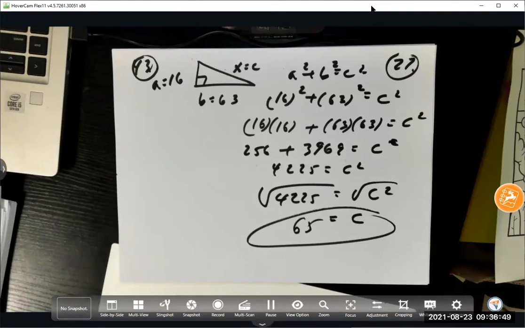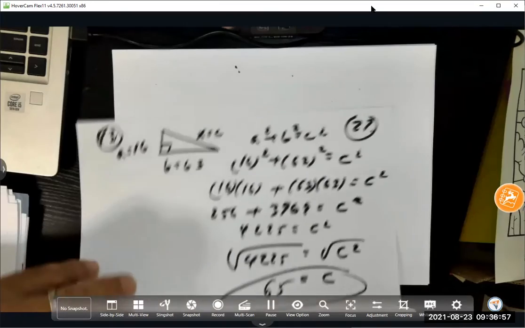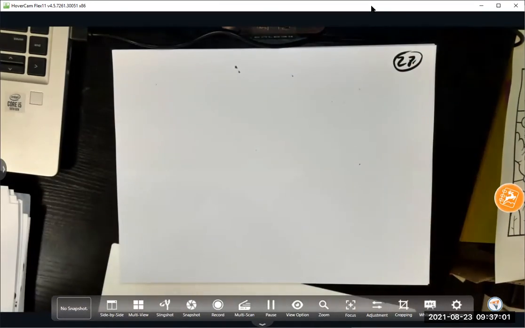All right, is that okay for number 43? Same thing. Yes. Okay. All right, go to the next one. Page 28.